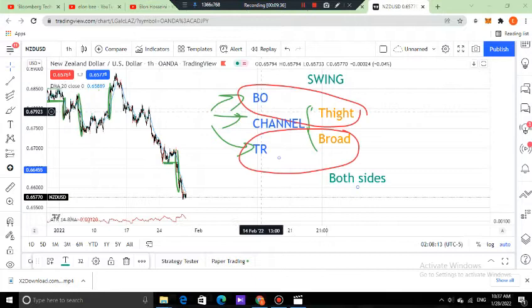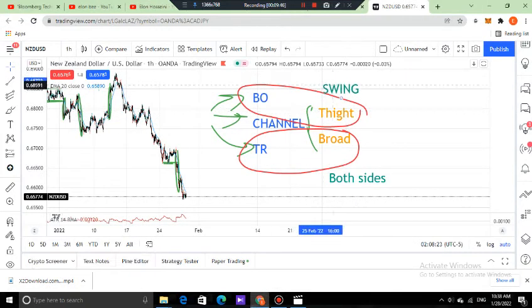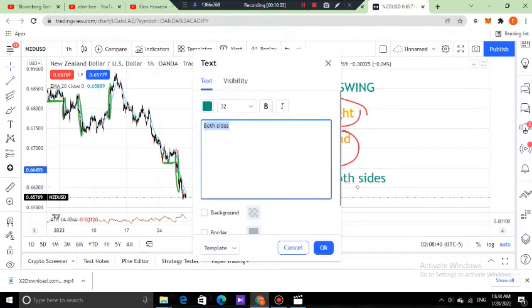So for these first two, for breakout and tight channel, you can trade it. It's better if you just do swing trading and not the scalp, and just at the direction of the trend. But trading range and broad channel, you can do it both sides and do scalp.